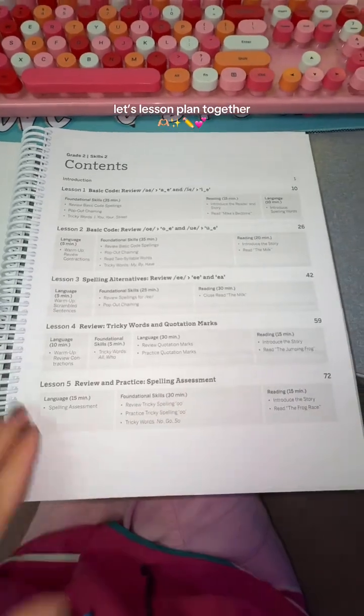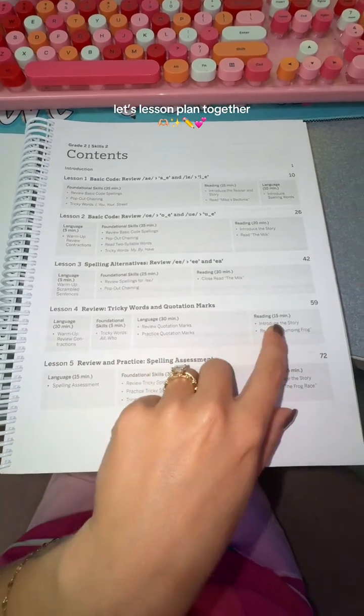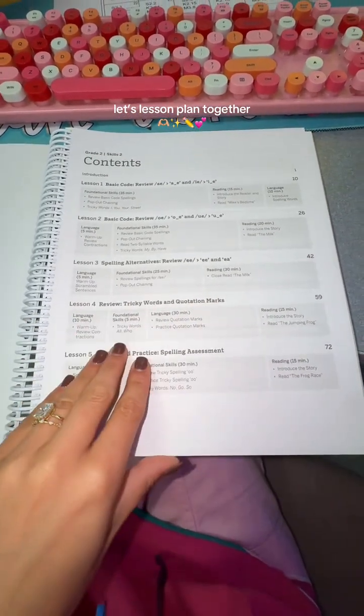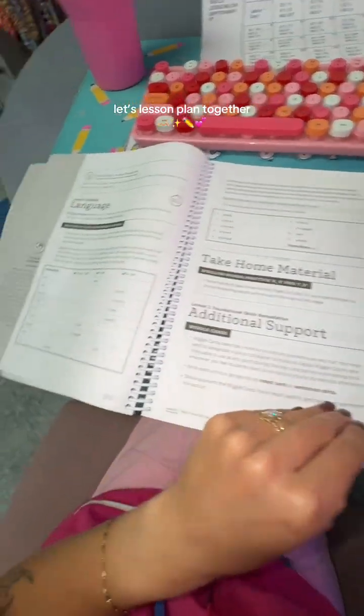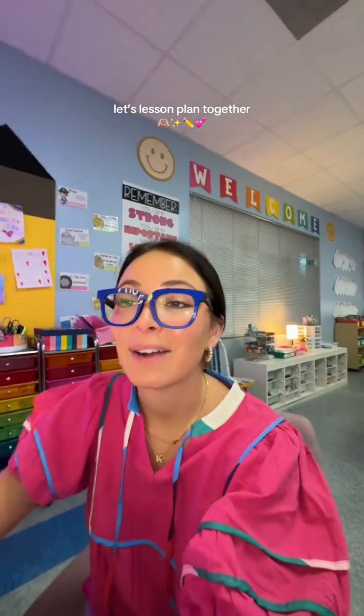Here it is again if you just want to see it. So it shows the language, foundational skills, language, reading, and then it breaks it down into what they're reading, what the warm-up is, all the things. And vocabulary, questions, additional support, all of the things. And that's how I lesson plan.